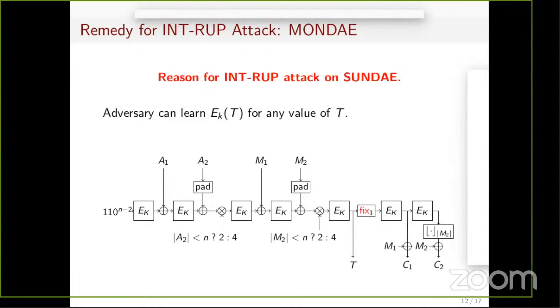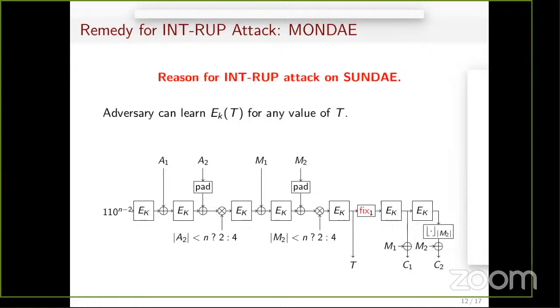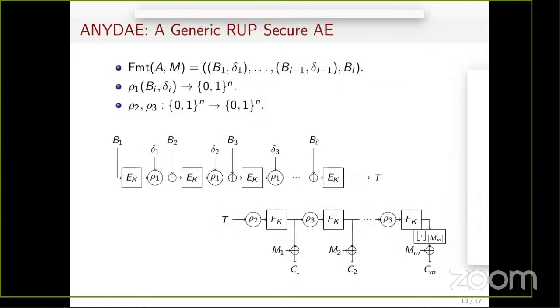So here the fix is that, before the tag gets processed by the block cipher EK, we have employed a new function called the fix one function, which chops the last bit of the n-bit value and appends the bit 1, right? So we have shown that this Monday is inter-UP secure. Not only that, we have actually generalized our construction.